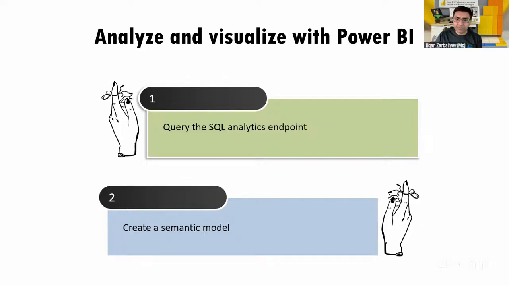Semantic models also power intelligent experiences. Clear relationships and well-defined measures help Copilot in Power BI generate visuals and answer business questions by reasoning over your lakehouse data.